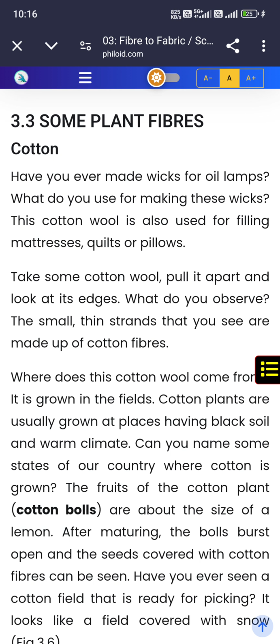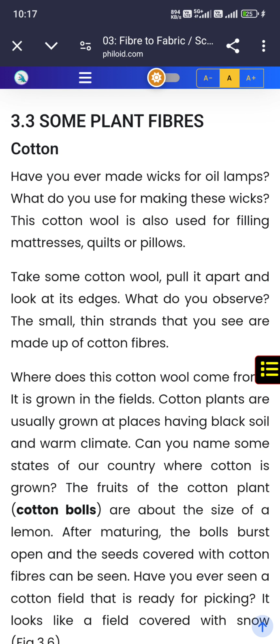So they're saying that when you take cotton wool and you pull it apart and look at the edges, you'll see very small fibers. All these fibers are made up of cotton. So these are the thin strands of cotton fibers. That's what they're saying. So where does this cotton wool come from? It is grown in fields. Cotton plants are usually grown at places having black soil and warm climate.